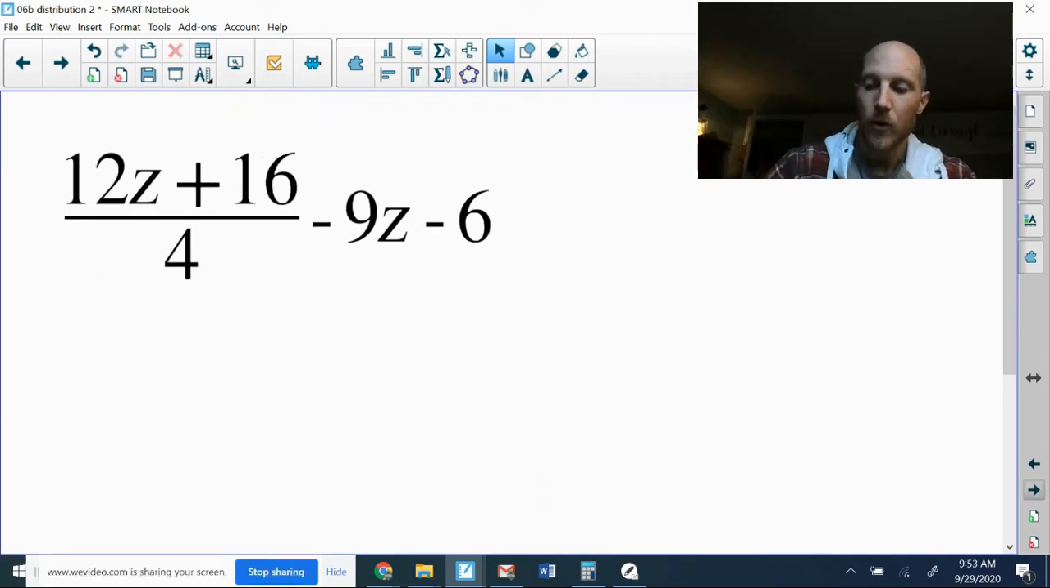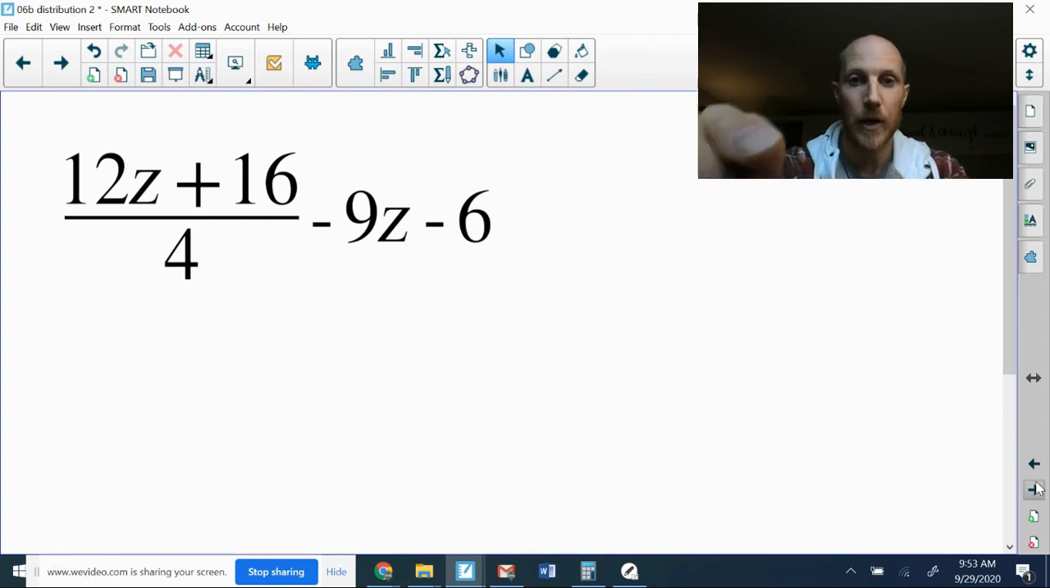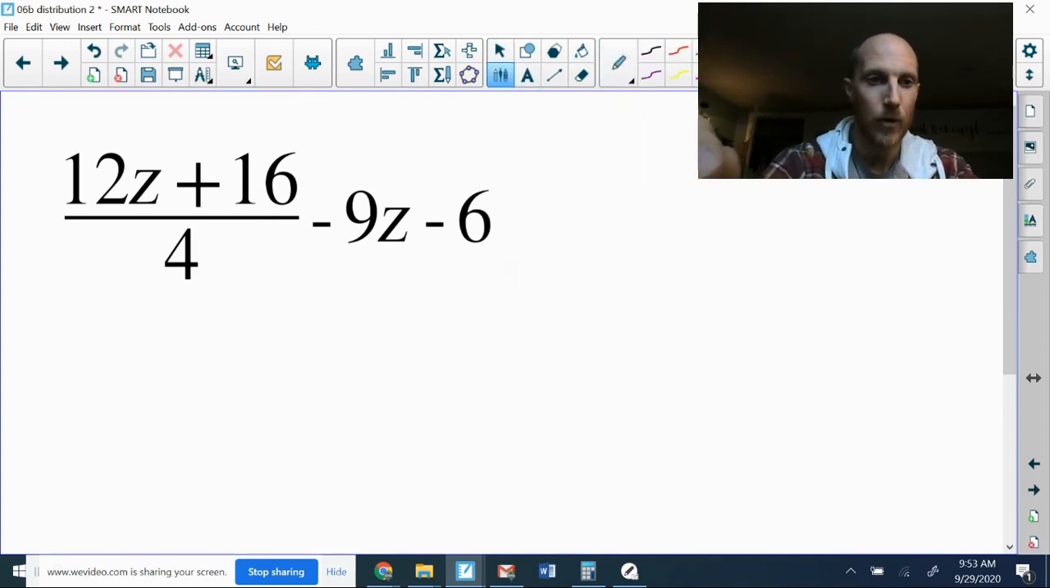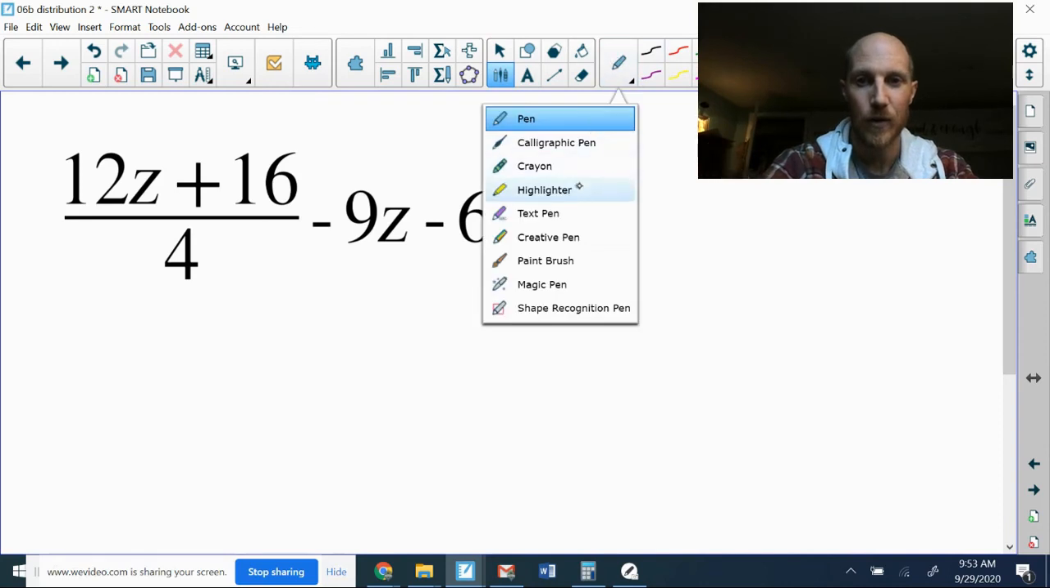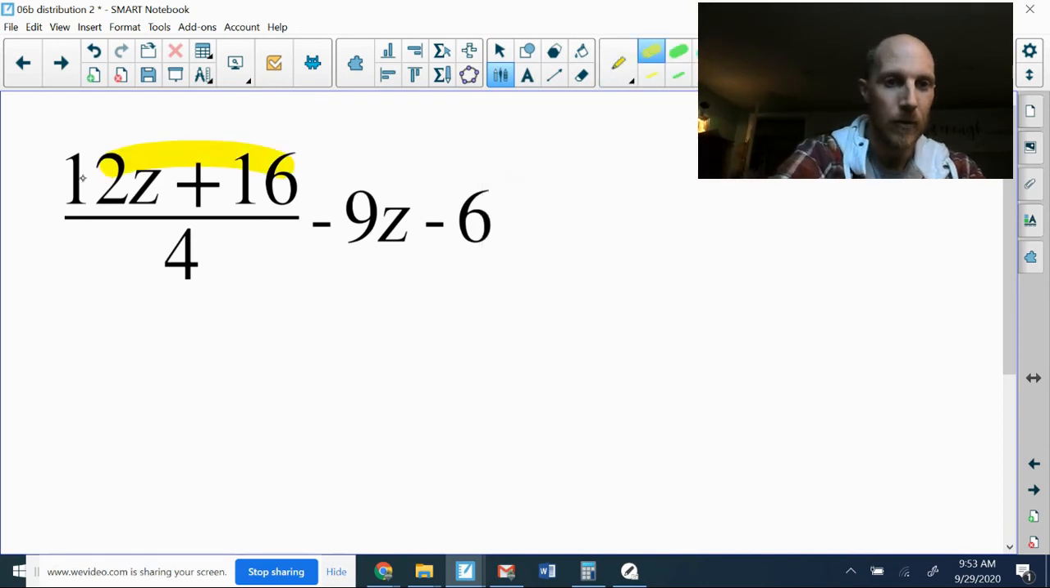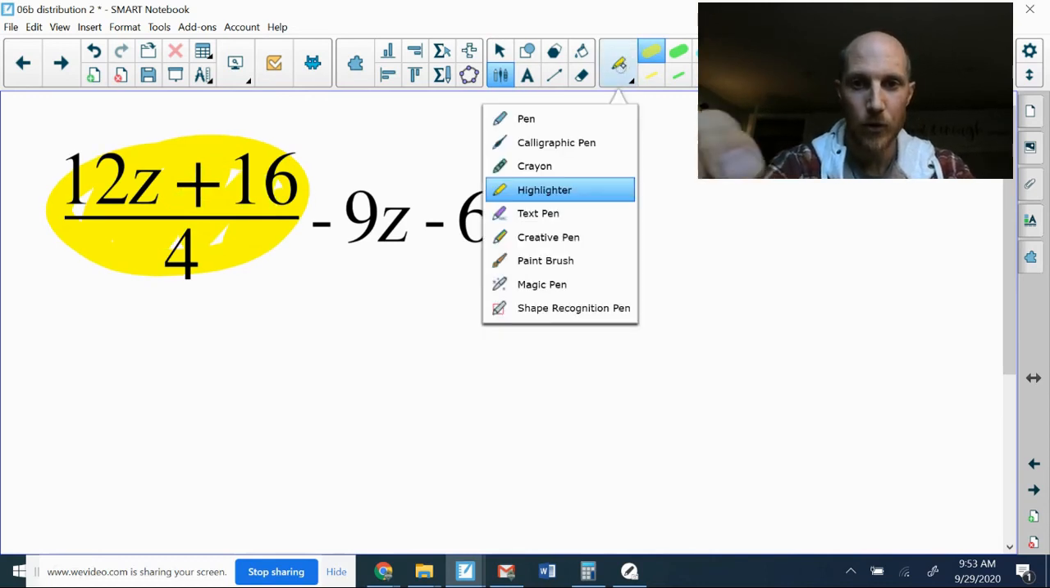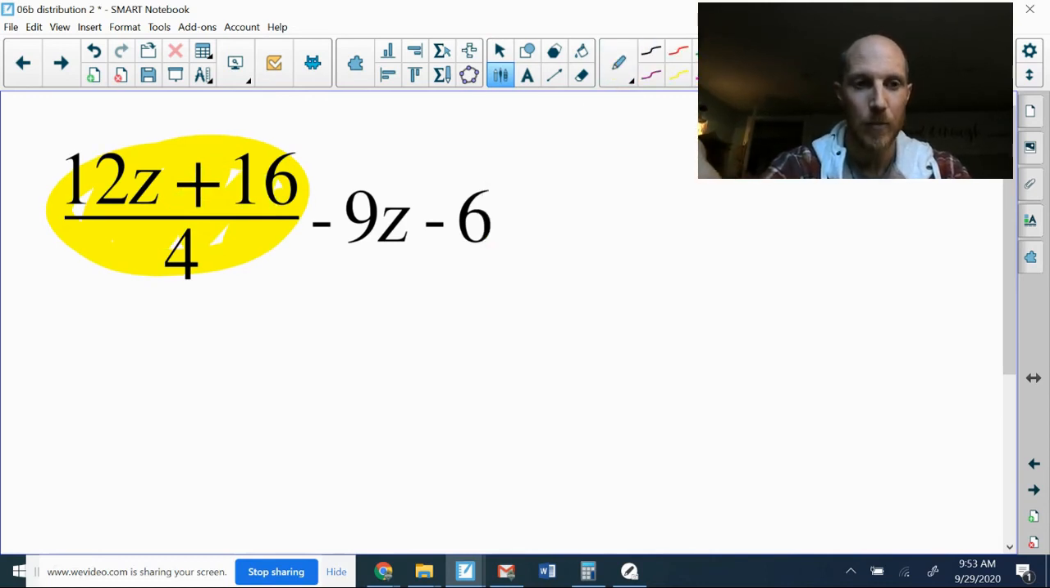All right, last one. So what if we do the same division we've just been looking at, distributing division, and we've got some combining like terms. All right, well, let's start with the division first. So start here. So I'm going to divide the 12z by 4. I'm also going to divide the 16 by 4.